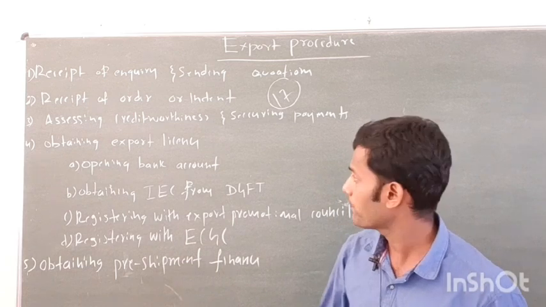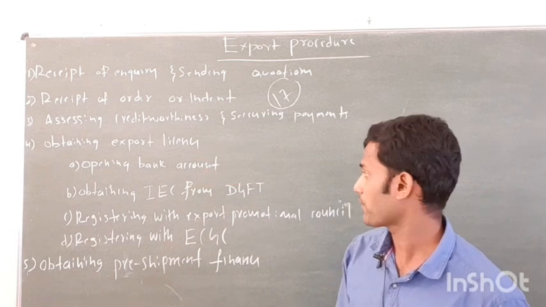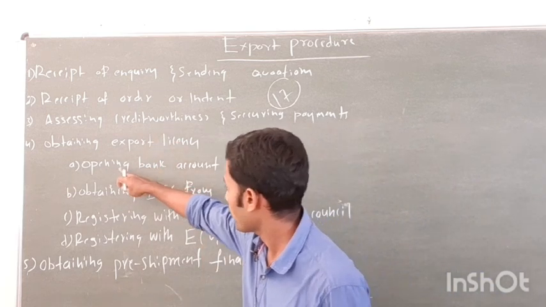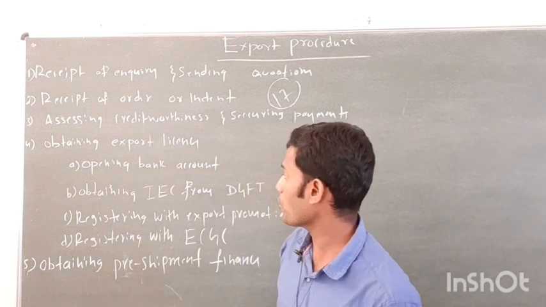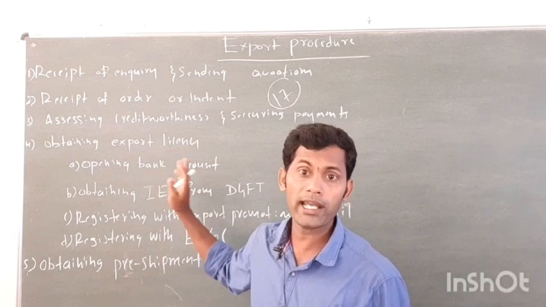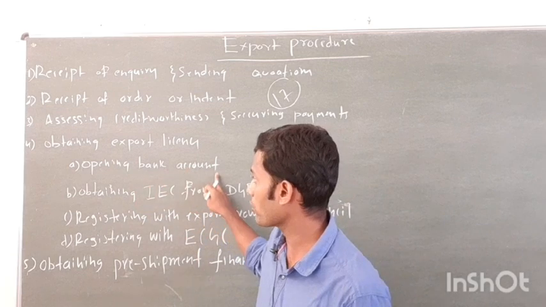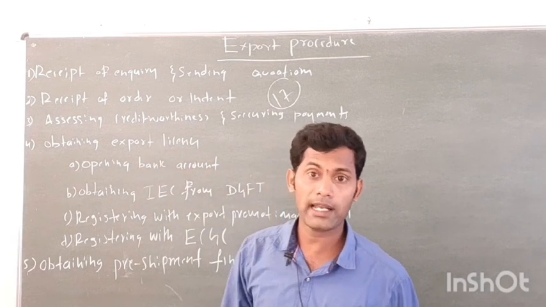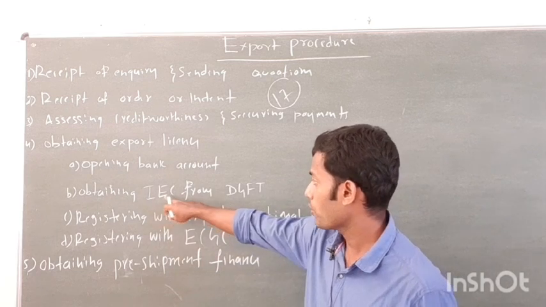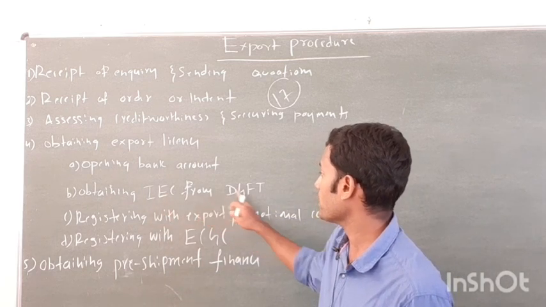So, he gets the export license. Before that, he has to open a bank account with any bank that should be approved by RBI. So, opening of bank account, for obtaining of export license, he has to open bank account. Then he has to obtain IEC from DGFT.